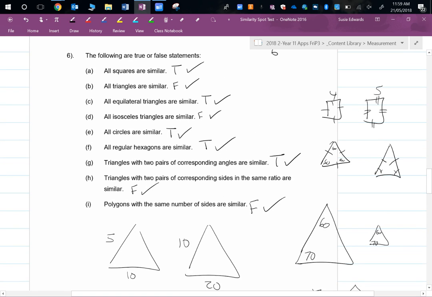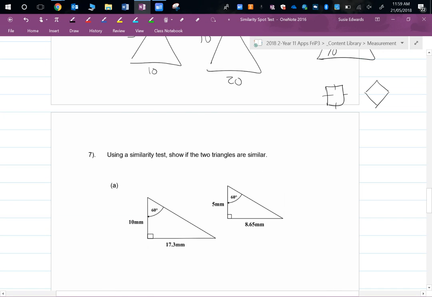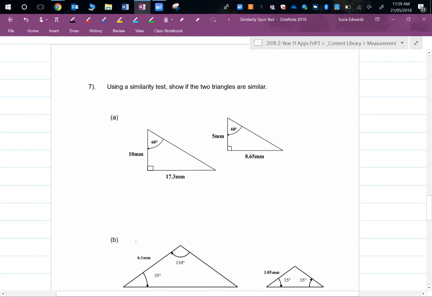So that page is worth 1, 2, 3, 4, 5, 6, 7, 8, 9, 11 marks. Can you give yourself a mark down the bottom for that? All right, out of 11. Let's just look at that bit.